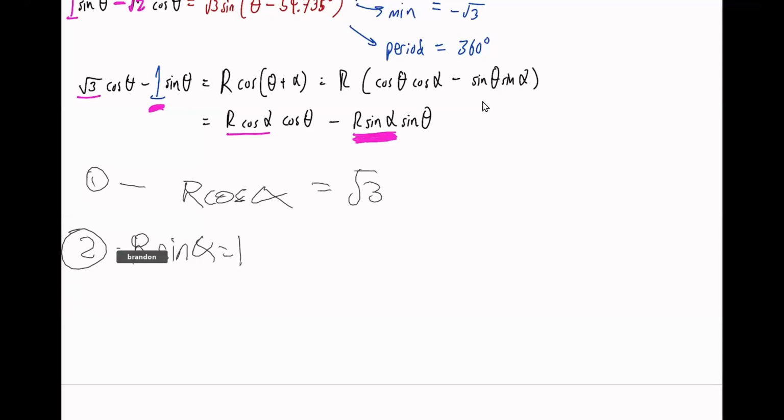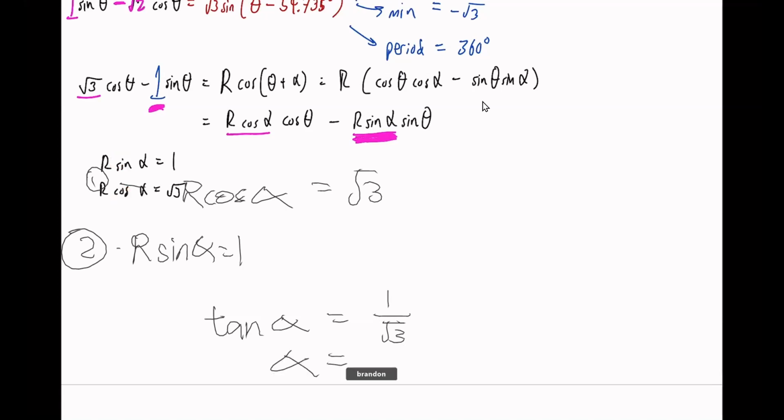Okay, then you can just start to compare. Therefore, r sin alpha equals 1 and r cos alpha equals square root 3. I purposely write the sine on top and cosine below so it's easier to see the tangent. Therefore, tangent alpha, you just have to take 1 over square root 3. Alpha is 30 degrees. Good.